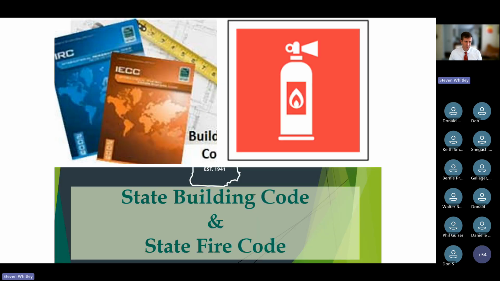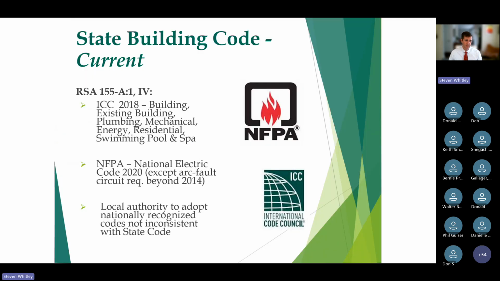Okay, so keeping with the code theme here, the state building code and the state fire code. The state building code comes from 155-A. It is the International Code Council 2018 version of all of those specific codes listed there. The fire includes the electric code from 2020, and under the building code statute, your community has the ability to make changes or amendments to that code which make it more stringent than the baseline ICC version.